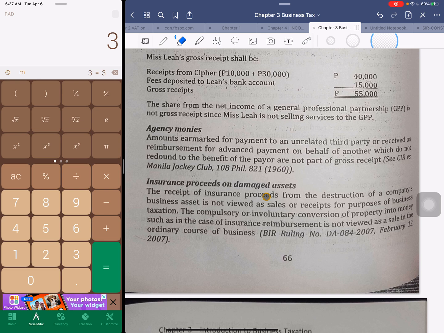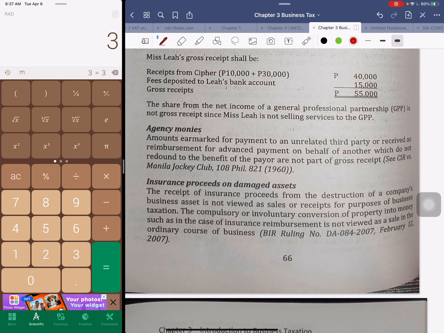The receipt of insurance proceeds from destruction of a company business asset is not viewed as sales or receipt for the purpose of business. The compulsory and involuntary conversion of property into money, such as in the case of insurance, is not viewed as sale in the ordinary course of business. So, sinasabi lang daw na yung mga natatanggap daw ng businesses or ng individual related doon sa insurance na inavail nila. No? So, marami kasing insurance.